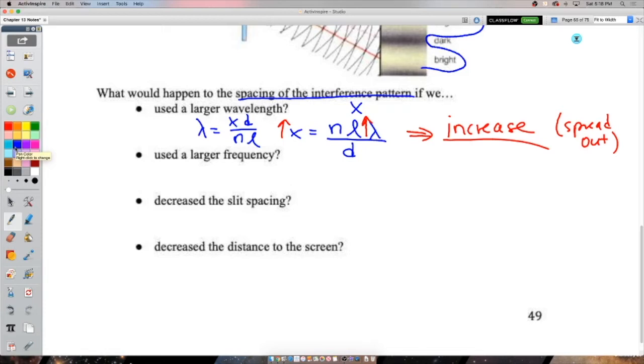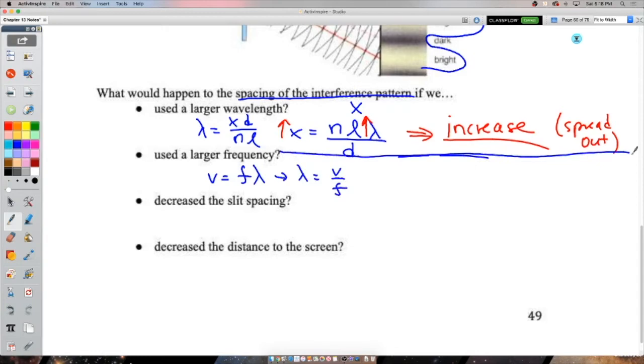Okay, use the larger frequency. So does frequency appear in our equation? No, but wavelength does, right? Since the speed of light doesn't change, changing the frequency will change the wavelength. So let's figure out first what that will do to our wavelength with our universal wave equation. So v equals the frequency times the wavelength, and wavelength equals therefore speed divided by frequency. If we increase frequency, what does that mean we're doing to the wavelength? Well, we're dividing by a bigger number, so our wavelength is going to be smaller, right?